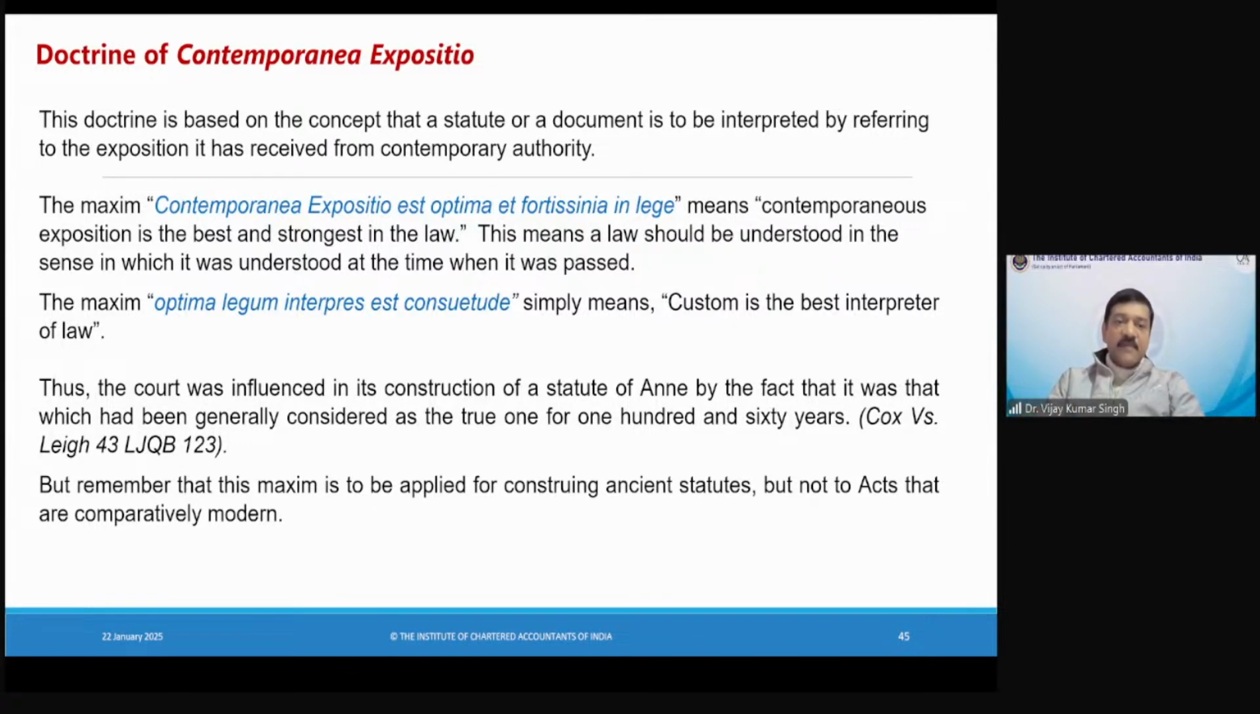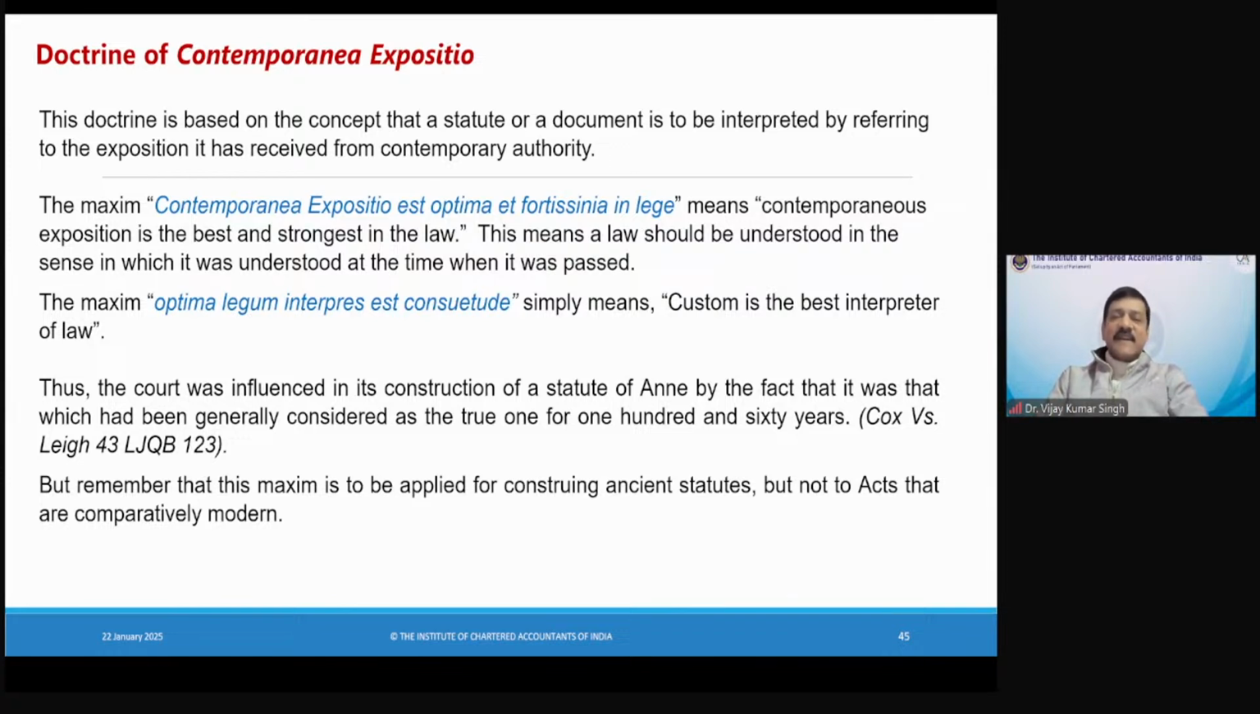Okay? So the maxim is optima legum interpres consuetudo, custom is the best interpreter of law. So you look at the customs also many a times while interpreting. Thus, the court was influenced in its construction of a statute by the fact that it was that which has been generally considered as the true one for 160 years. But this maxim you have to apply only in case of ancient statutes, and contemporary statutes don't require this maxim to be applied.